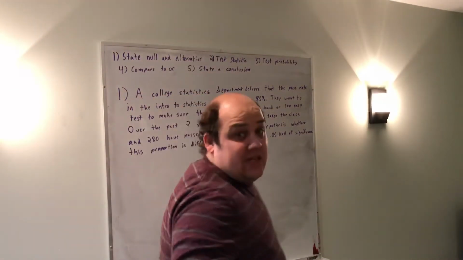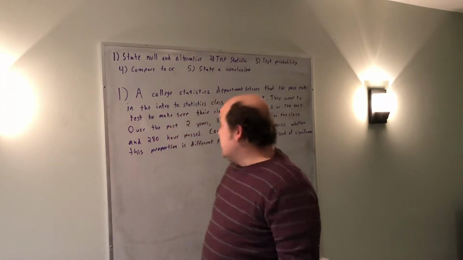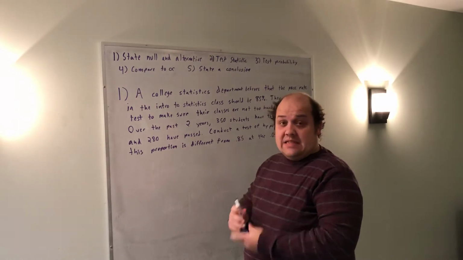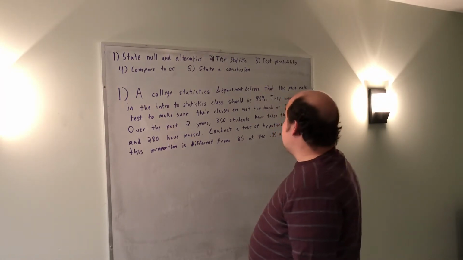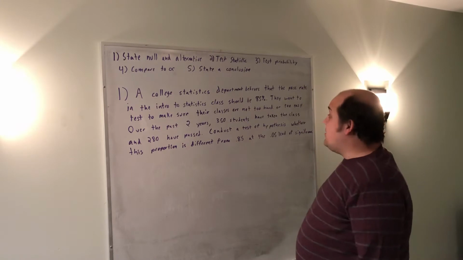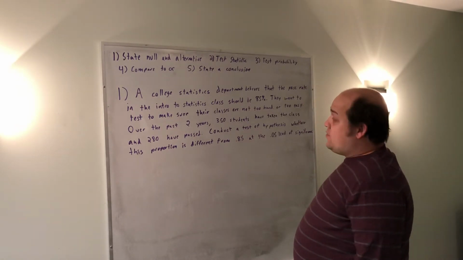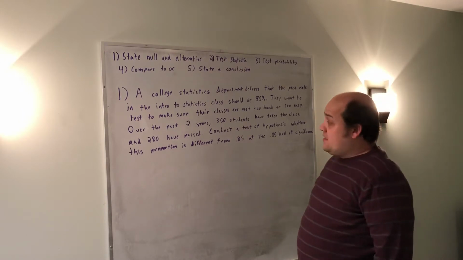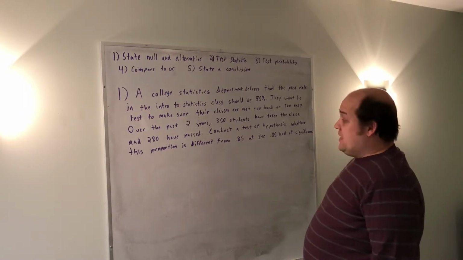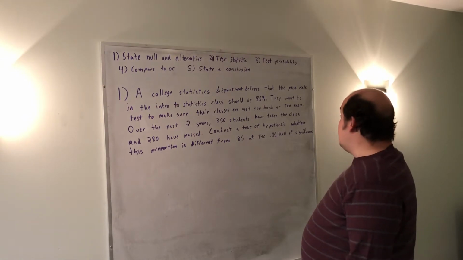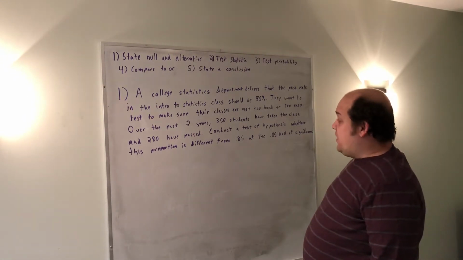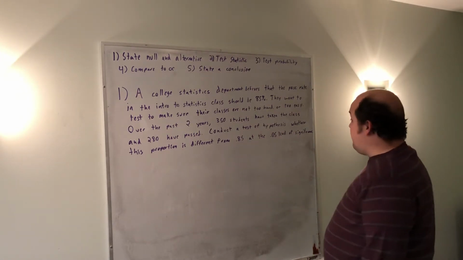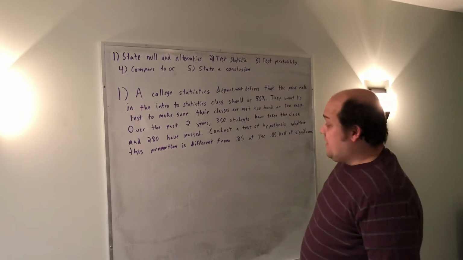Last section of the book continues on with hypothesis testing, except now we look at it for when we're doing proportions instead of means. So the first hypothesis test here on your classwork sheet tells me a college statistics department believes that the pass rate in the intro statistics class should be 85%. They want a test to make sure their classes are not too hard or too easy. Over the past 2 years, 350 students have taken the class and 280 have passed. Conduct a test of hypothesis whether this proportion is different from 0.85 at the 0.05 level of significance.